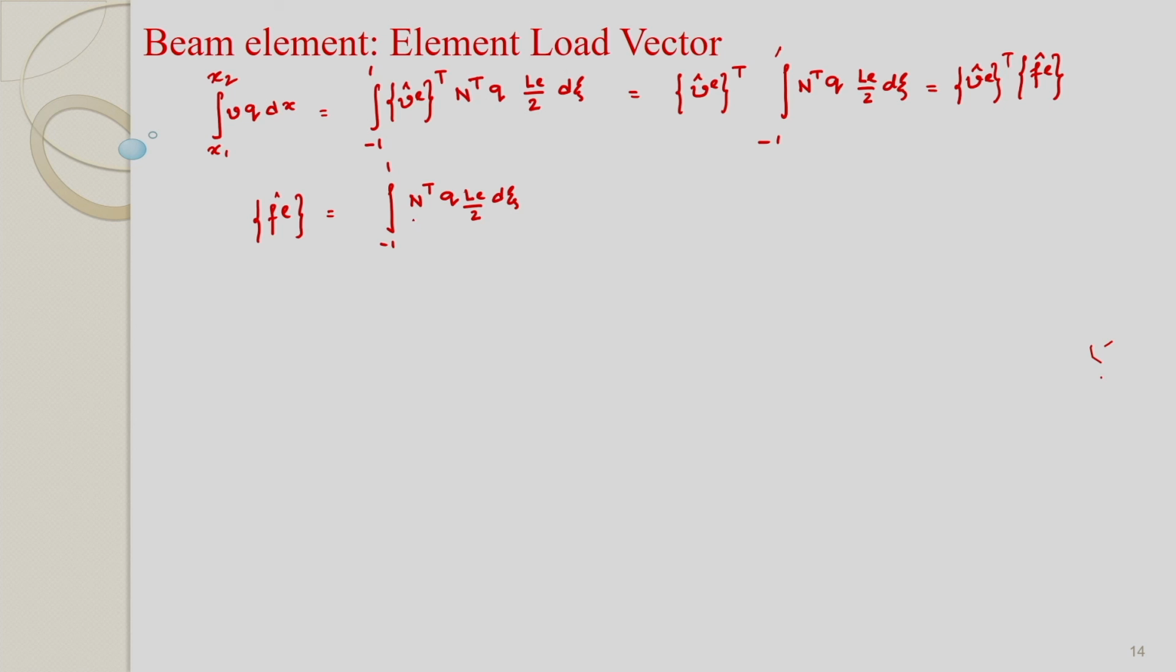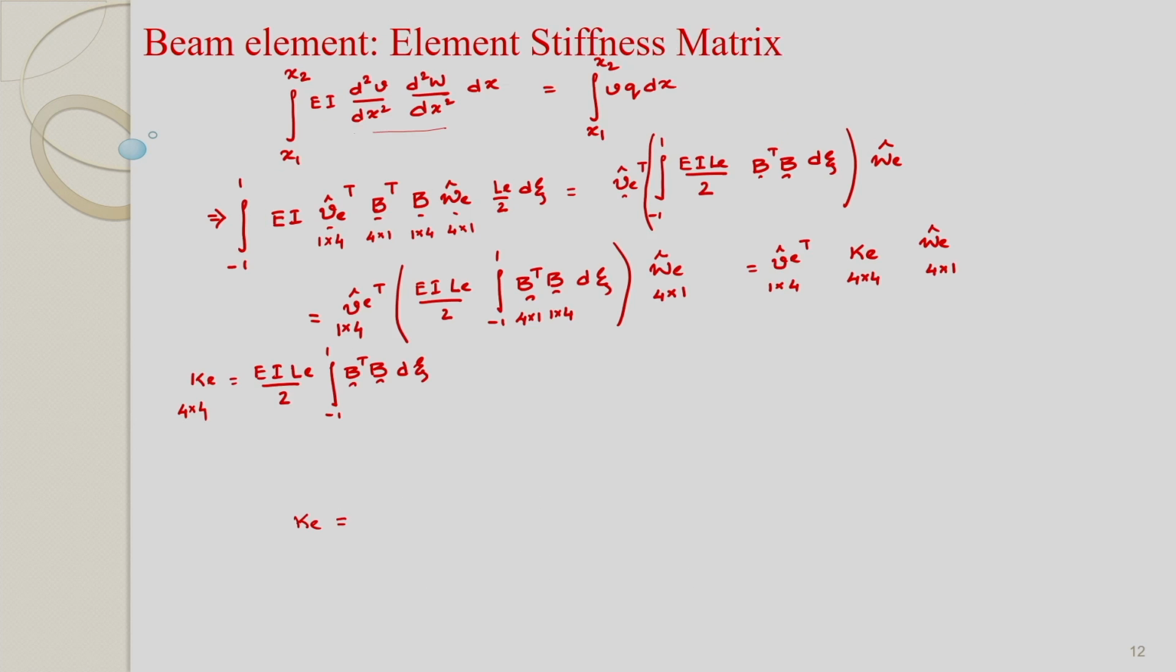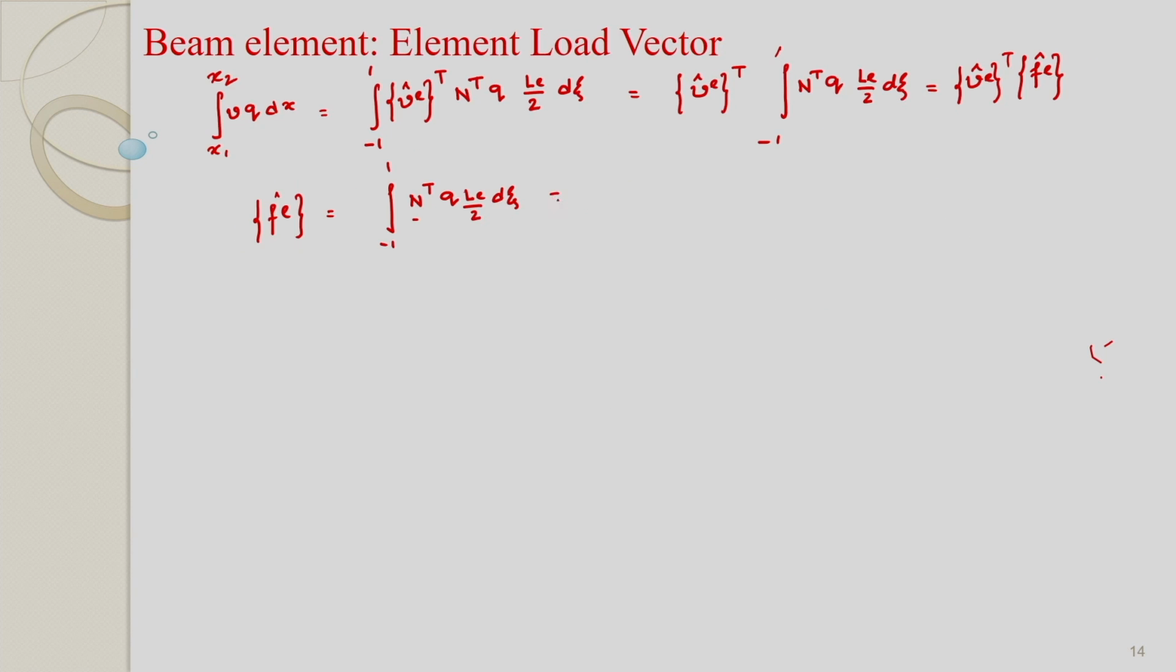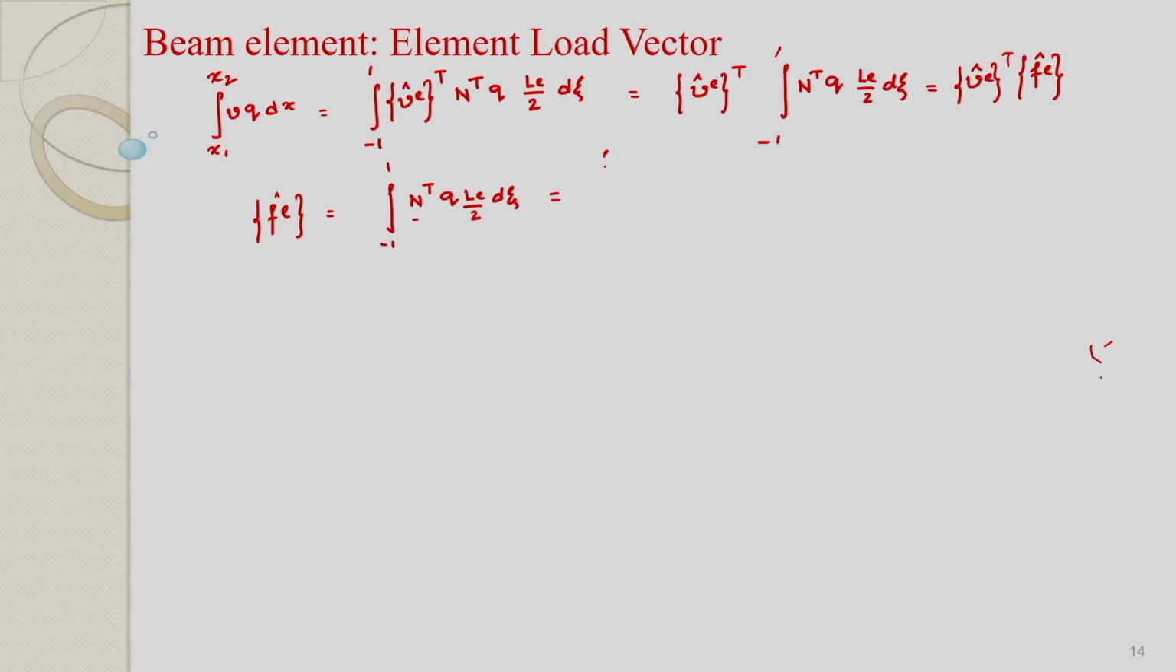Where this N vector, if you see, so this is our N vector which are function of xi. So, if you do the integration, then for uniform distributed load Q, this will be Q Le by 2.